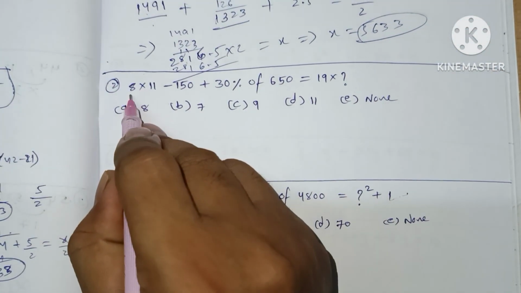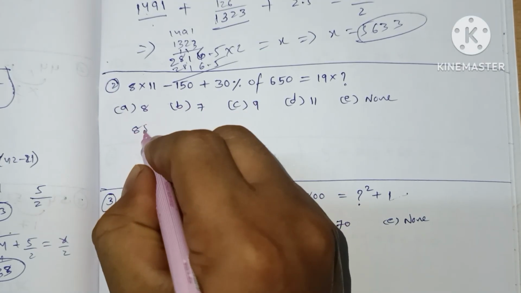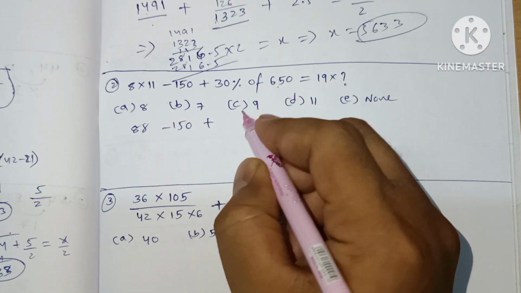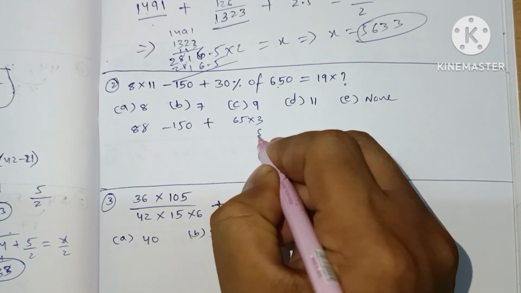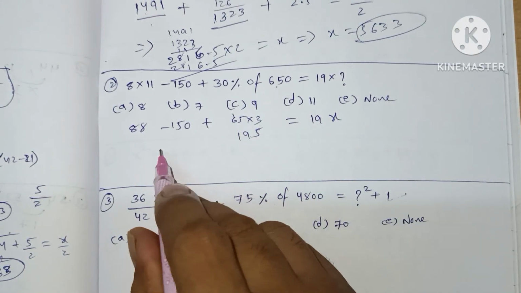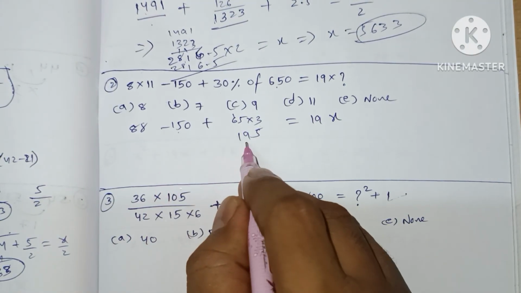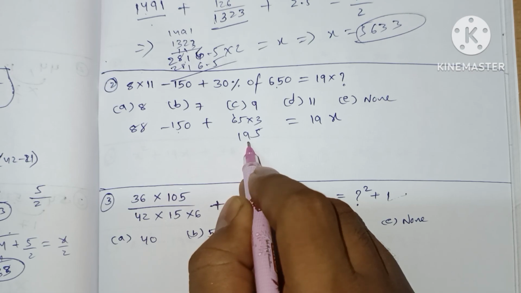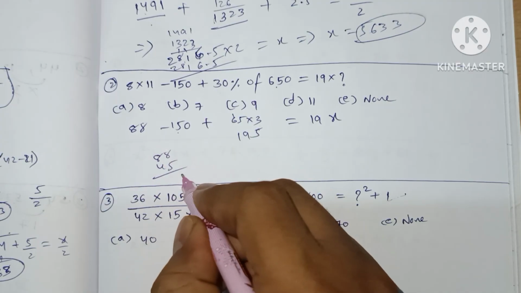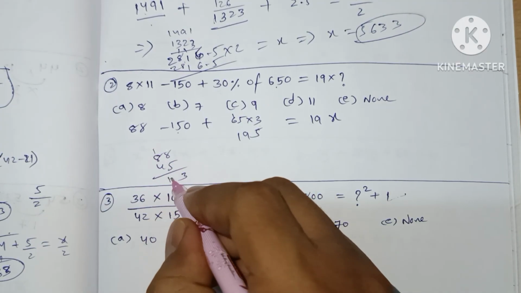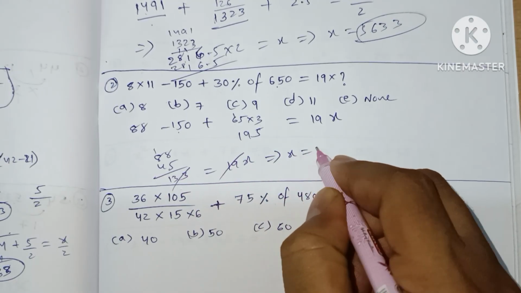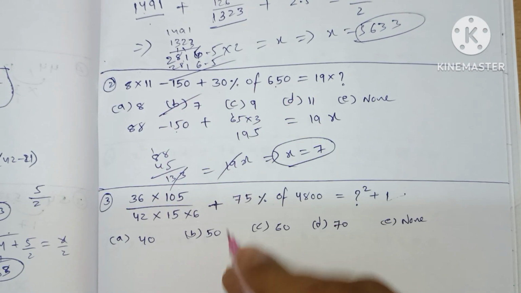Next, second question. 8 into 11. 8 elevens are 88, and minus 150 plus 30% of 650, means 65 into 3. 3 fives are 15, 3 sixes are 18, 19, equals 19x. 150 subtracting from 195 we get 45. 88 plus 45 will be 133, and 133 equals 19x. 19 sevens will be 133. So the answer will be option B.